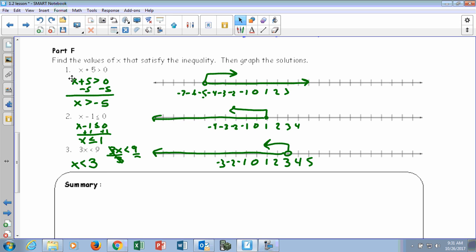It has nothing to do where the x is. It has everything to do with where the inequality is pointing to. So if the open part of the inequality, whatever it's pointing to, that's always the bigger number. See, like over here, the x was always the numbers that were bigger. Down here, it was the 1 that was always the biggest number possible, which means we had to go left. Same thing over here, the 3 was the biggest number possible, so it had to go left. Okay?